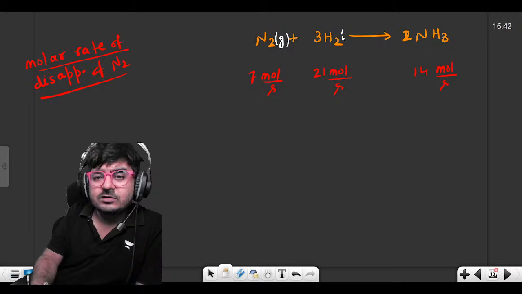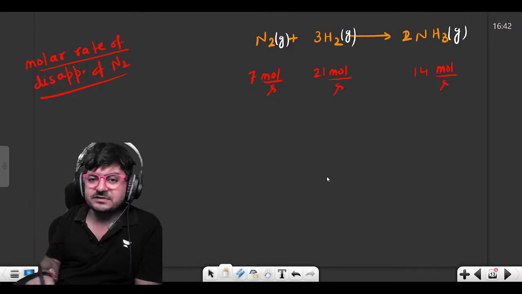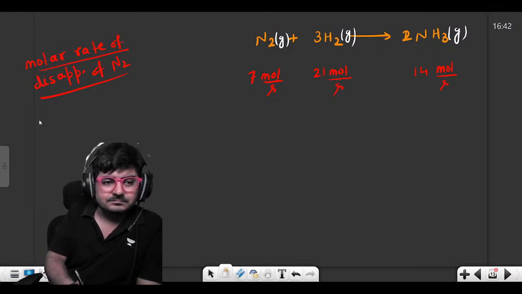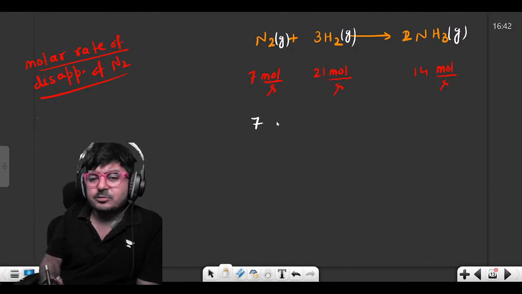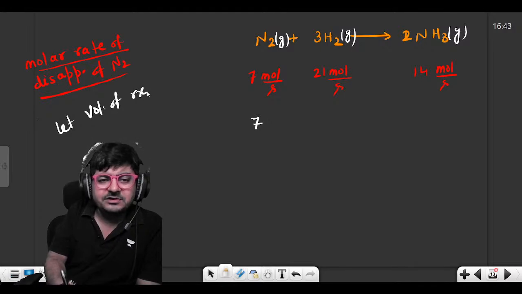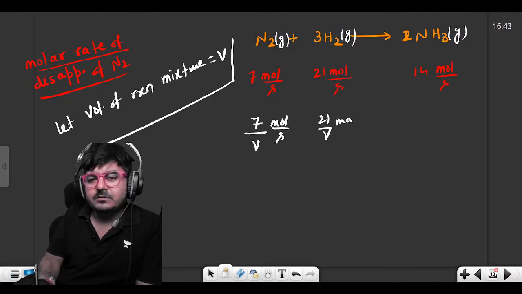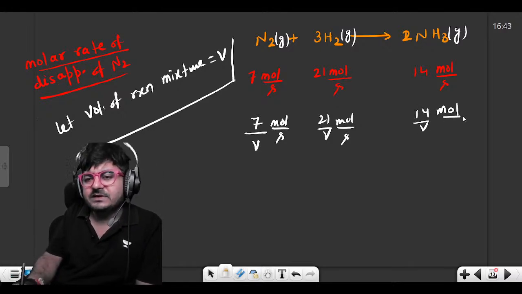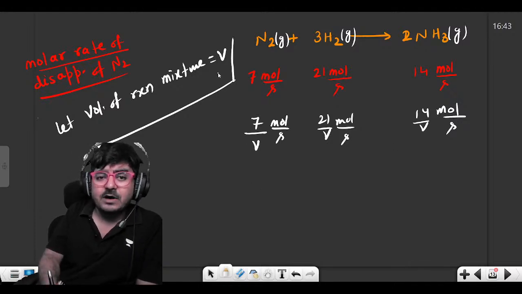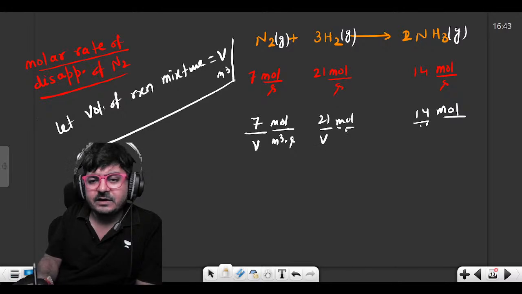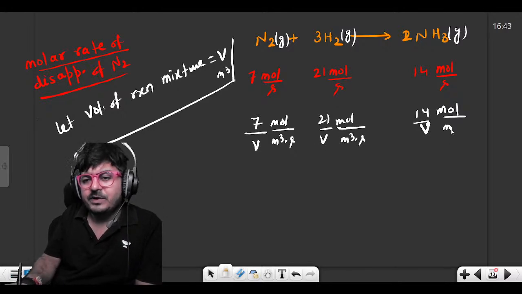And all these are gases, you know that. So it is a homogeneous reaction system, single phase reaction system. So the volume of the reaction mixture, suppose if I divide all these things by the volume, ठीक है, तो क्या बन जाएगा? Suppose volume of the reaction mixture is V. तो ये हो जाएगा 7/V mole per second, 21/V mole per second, and 14/V mole per second. Now the units will change also, क्योंकि V है, तो suppose V meter cube लिया है, तो it will be 7/V mole per meter cube per second, 21/V mole per meter cube per second, 14/V mole per meter cube per second.